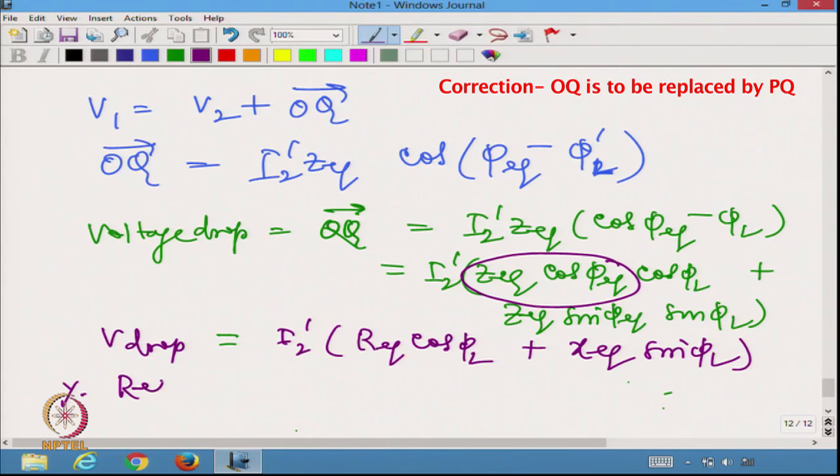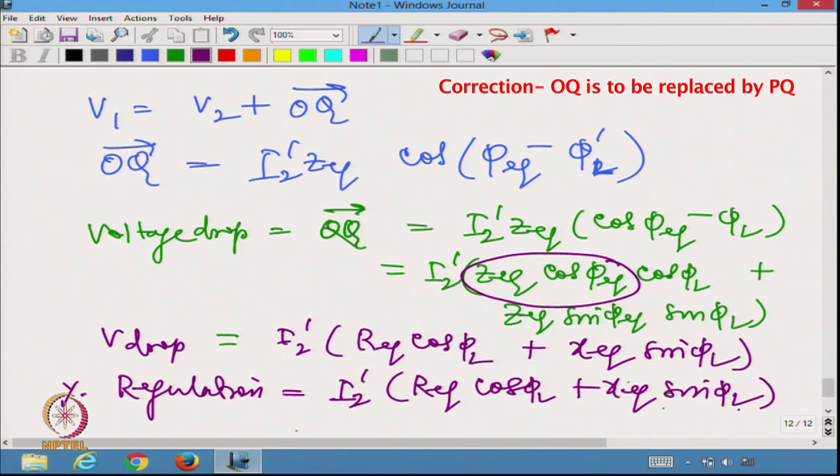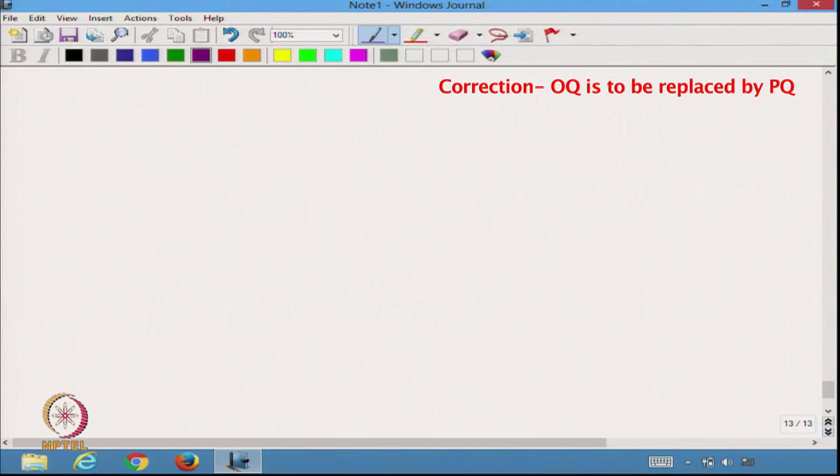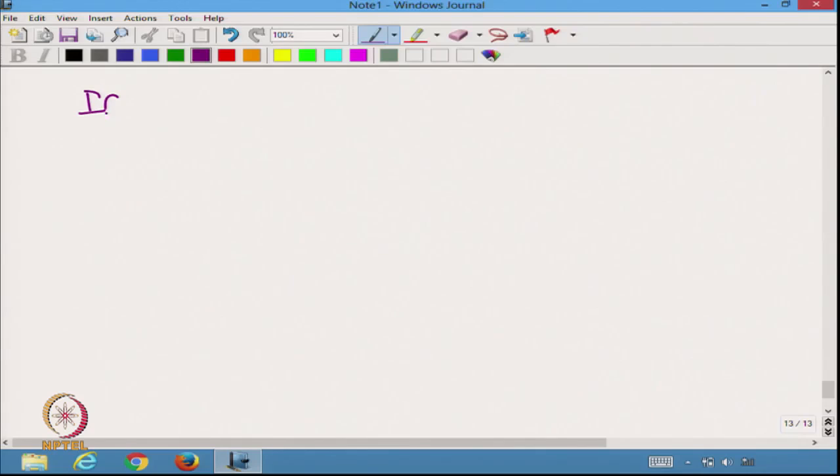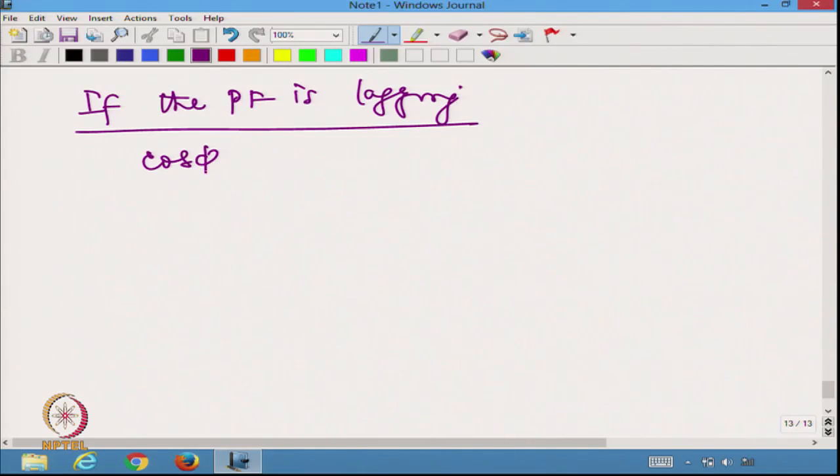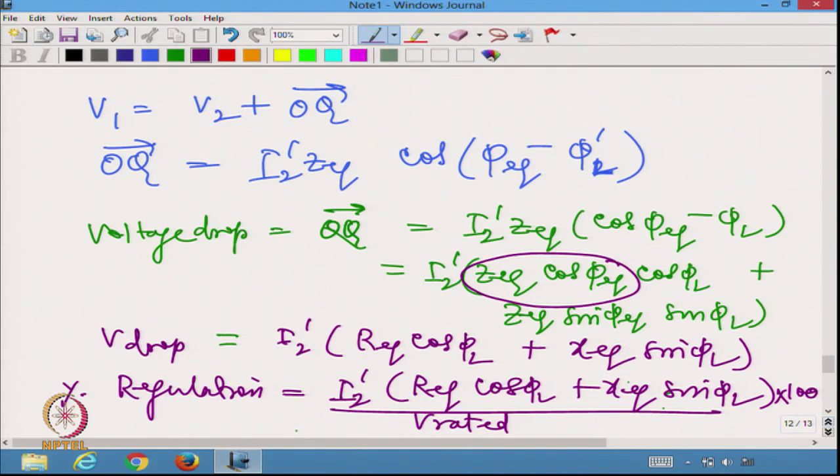So, percentage regulation at any load current I2 dash will be I2 dash multiplied by R equivalent cos phi L plus X equivalent sin phi L, divided by V rated, the whole thing multiplied by 100. This is what is regulation. This is an approximate value of regulation. Now, with this we should be able to say if the power factor is lagging, cos phi L is positive, whereas sin phi L is going to be negative. And please remember, this expression was derived assuming a lagging power factor. That is why we got cos of phi equivalent minus phi L.